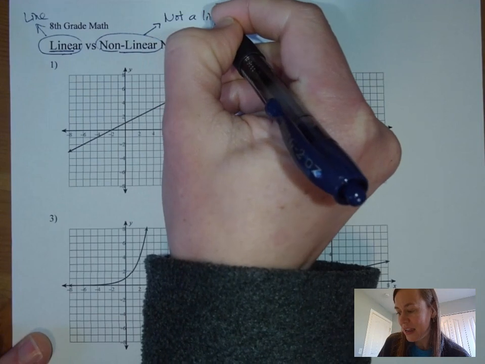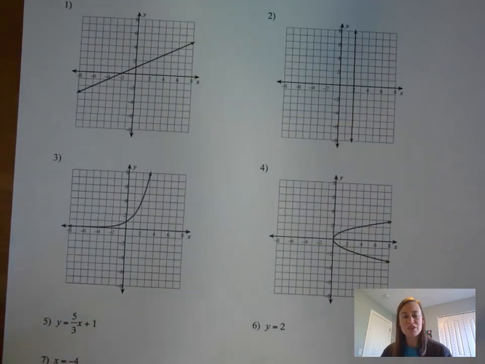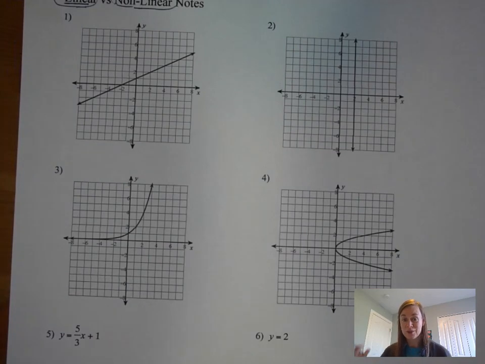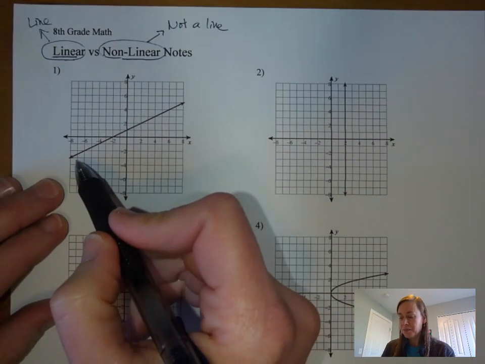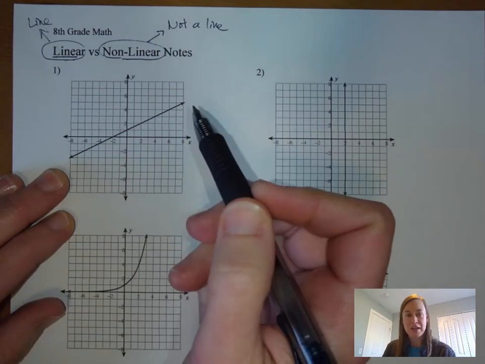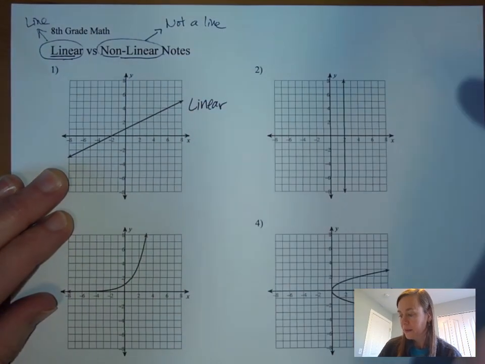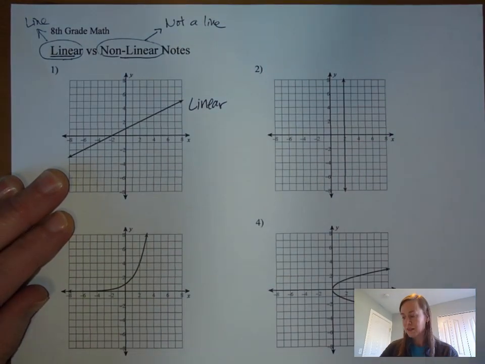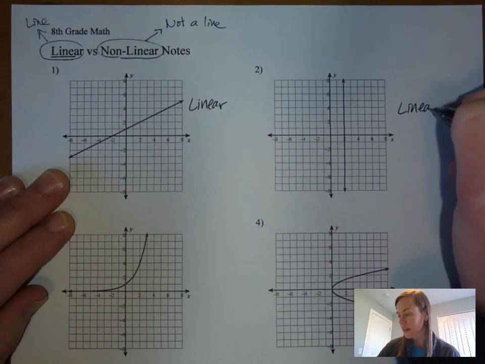So today we're going to be looking at these graphs and these equations, and you are just going to be telling me if it's a line or if it's not a line. So let's start with these graphs up here on top. Okay, look at that. It's totally straight. This is a line, so we are going to say linear. How about this one? Look, it's another line. It's totally straight from top to bottom, so this is also linear.